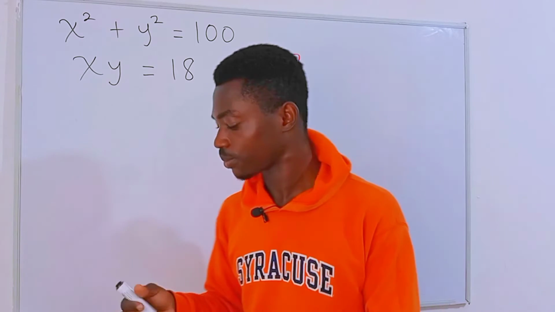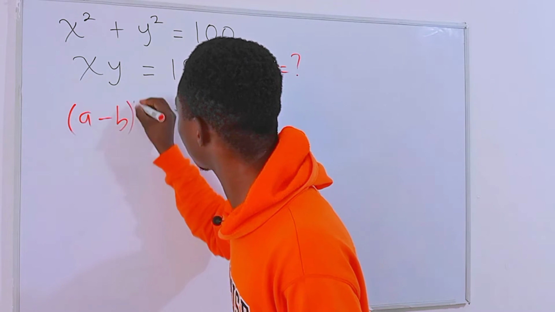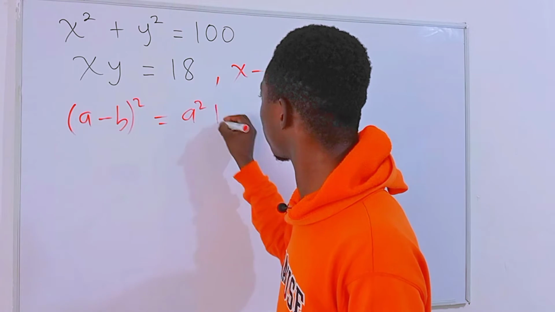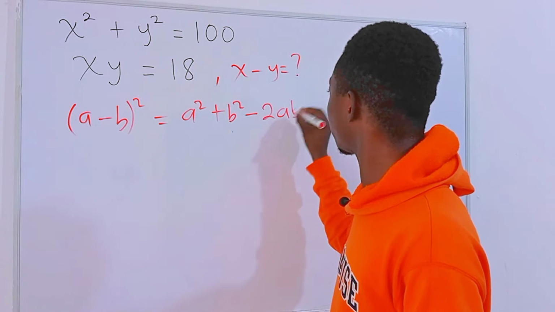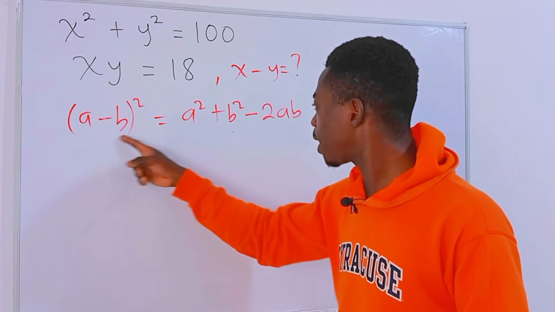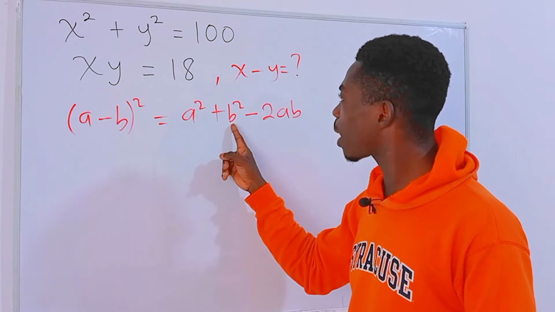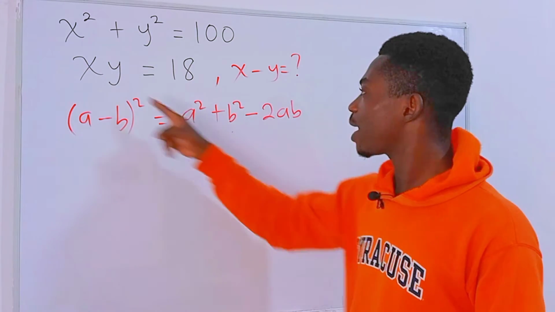Let's check this out. Let's say we have (a minus b) all squared here. If you simplify this, you're going to have a squared plus b squared minus twice of a times b. If you are to relate this identity to our problem right here, we have a squared plus b squared, we have x squared plus y squared. We have a times b, xy.